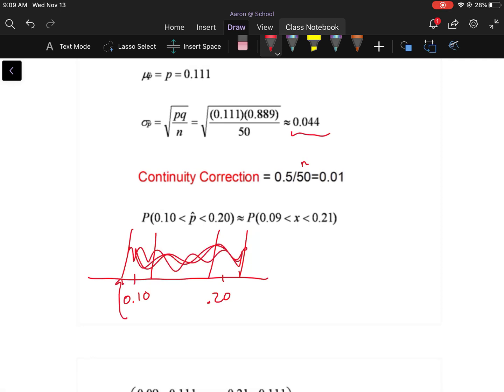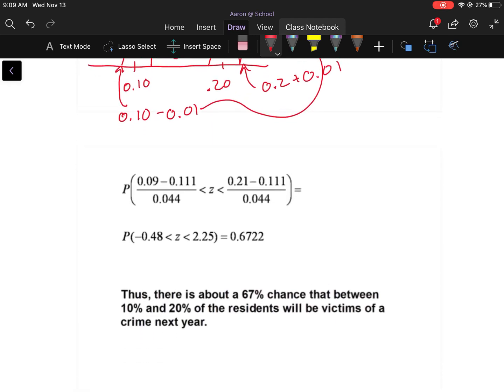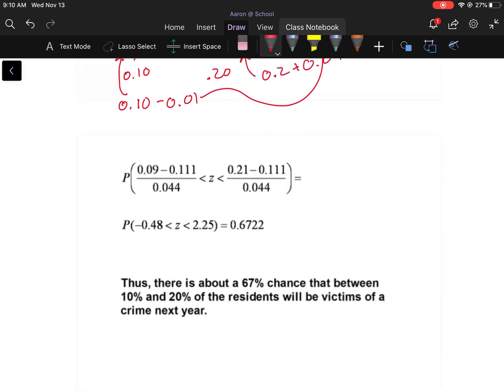So I need to get that number by taking 0.10 minus that continuous correction, and that's how that becomes 0.09. Right here I'm going to take the 0.2 and add that continuous correction, and that's how that becomes 0.21. I'll go through and find z-scores. So there's my P hat that now became an X. There's my other P hat, which became an X as well.